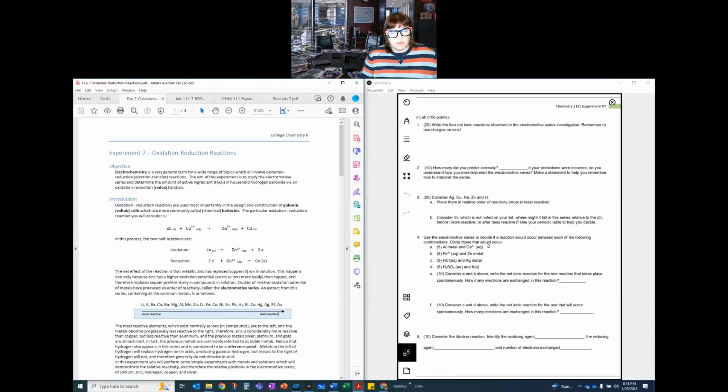Use the electromotive series to decide if a reaction would occur between each of the following combinations. So Al metal, we're talking about Al here and Ca2+. Do you expect that to work? Fe3+ and Zn. So Fe and Zn. HCl and Ag. So HCl is here, Ag is here. Would you expect that? H2SO4, which is again this H2, and K, which is here. We expect that to be reactive.